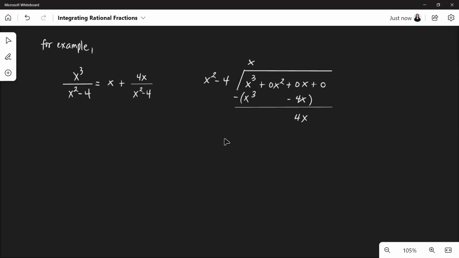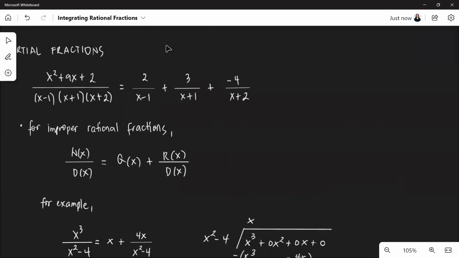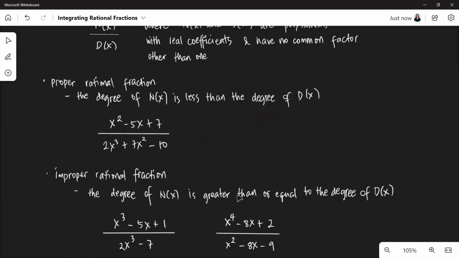If we're going to integrate this, there's already a formula for this using the power rule. And for 4x over x squared minus 4, you can let u be equal to x squared minus 4 and du be equal to 2x dx. There's an x here, so the numerator will form the du. So you can integrate it by using simple substitution. So that's the introduction for partial fractions.